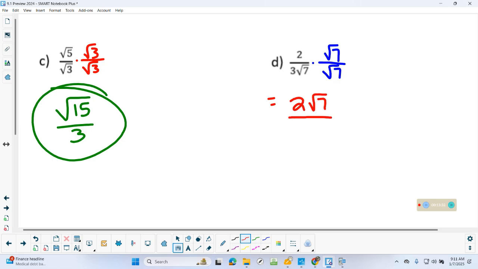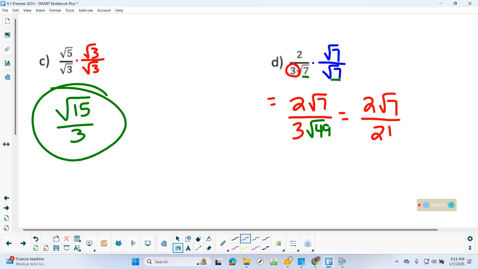That's easy. The bottom, don't forget you have the 3. Let's put him in. Now again, a lot of you are probably going to skip this step. I don't care. Square root of 7 times square root of 7 is square root of 49. What's the square root of 49? 7. And I'm going to do times 3. So what do you have on the bottom really? 21.